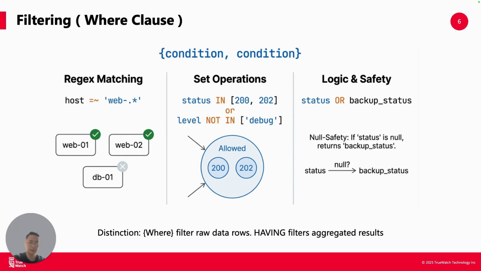So please note, the where clause here just filters raw data rows, while having filters the aggregate result after grouping. So they belong at different stages of the query pipeline. We talk about the having filter in the next slide.